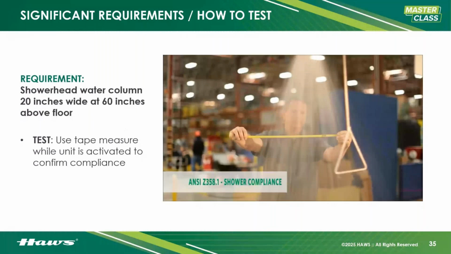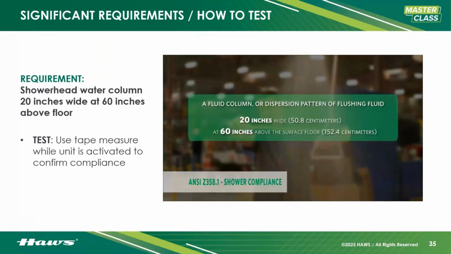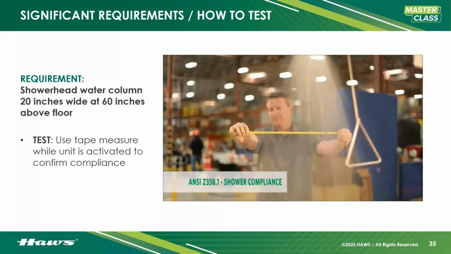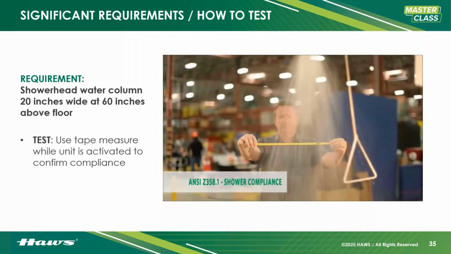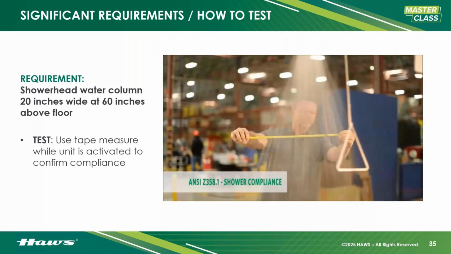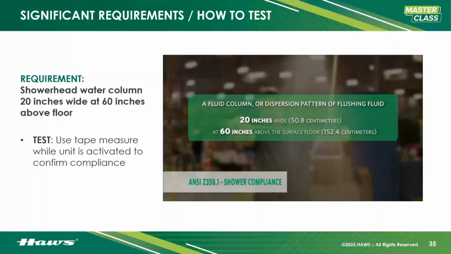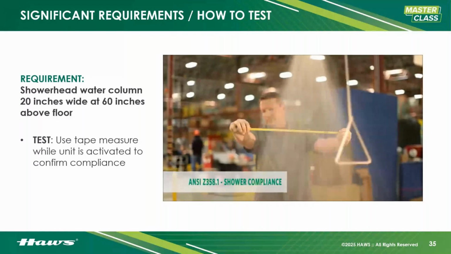Now, just like my buddy Bill here is doing, he's measuring 20 inches across that flow pattern at 60 inches above the floor. That's all you're doing, right? Eyeball it, and if it's questionable, you're going to have to really get in there. But I usually just eyeball the 20 inches, make sure it's exceeding the edges, and you're good to go.